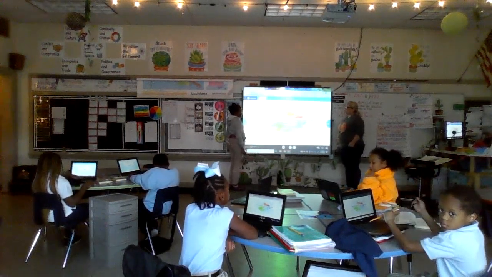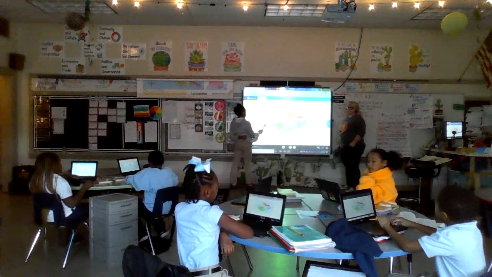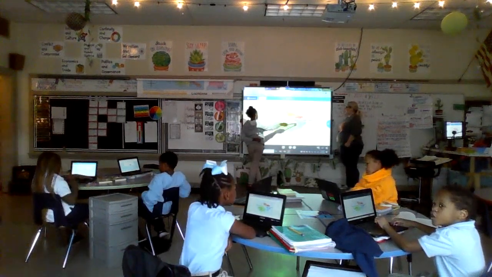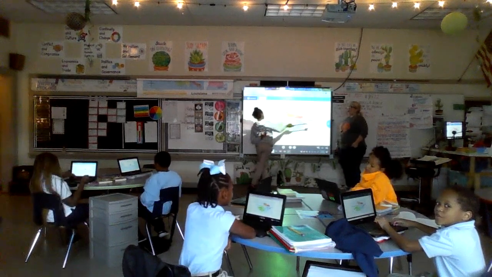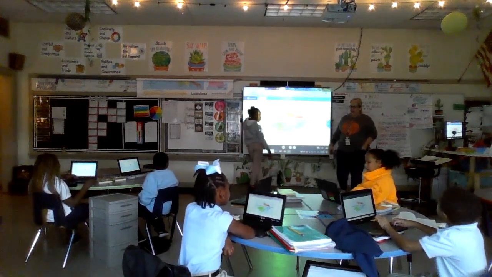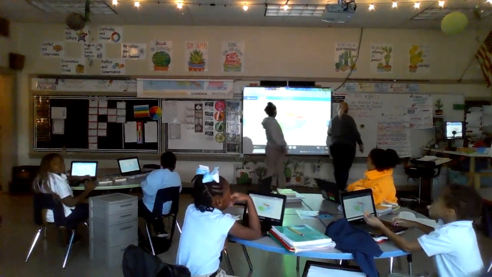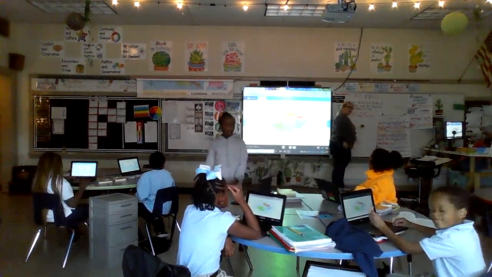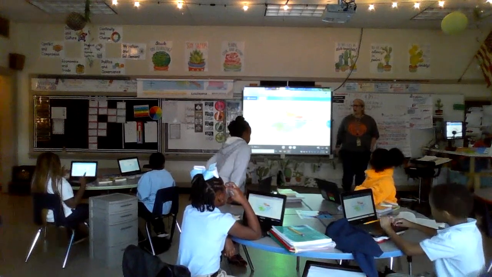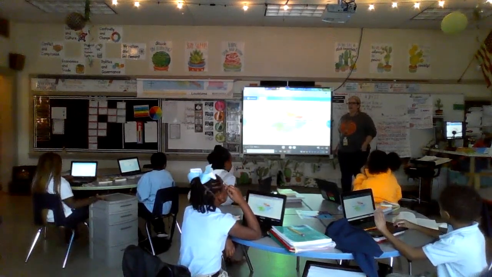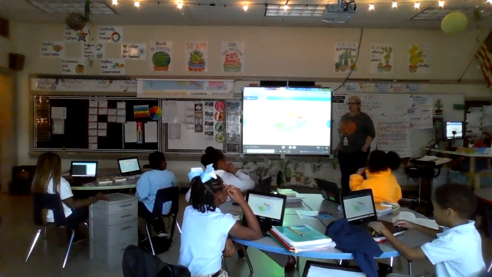Ready? Read. I can analyze how characters' actions move the sequence of events forward within a text. Good. Okay, so have we talked about this before? How somebody's actions move the story forward? Yes. Does anybody remember what that 4-letter word is?